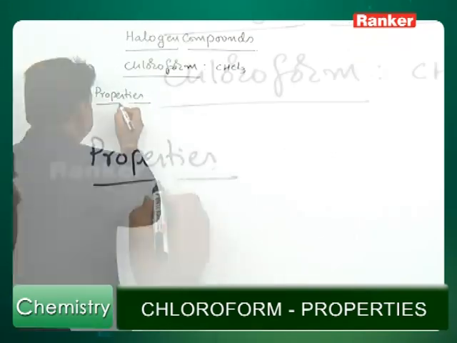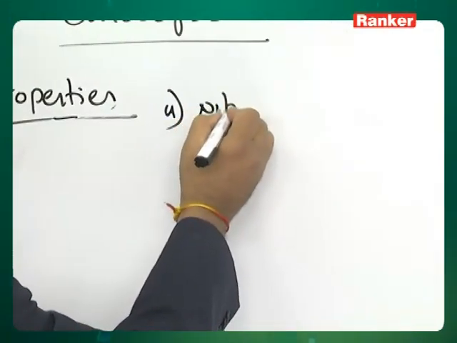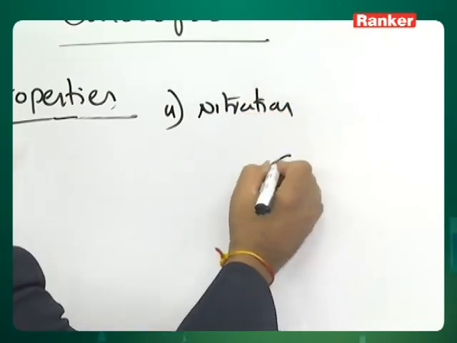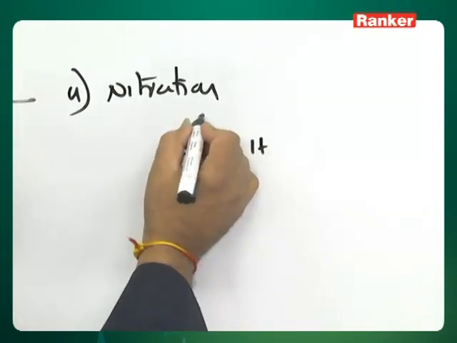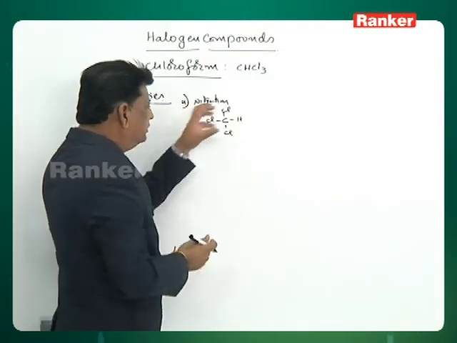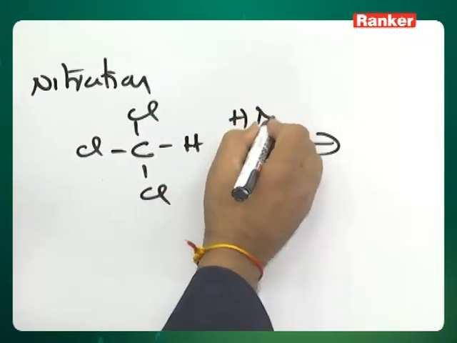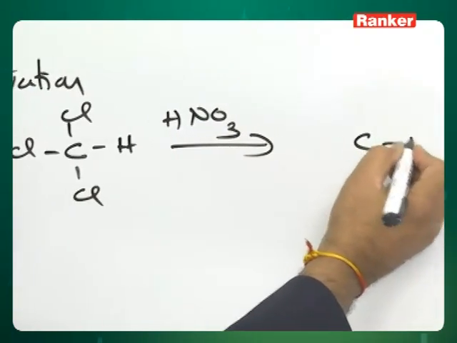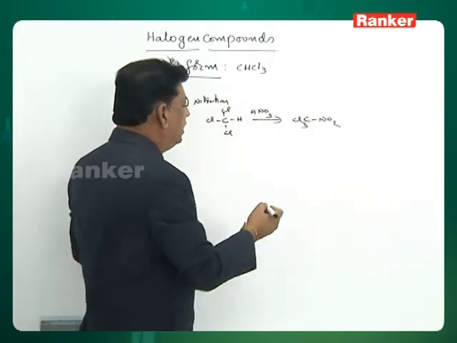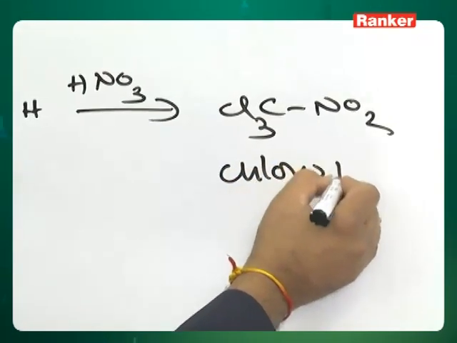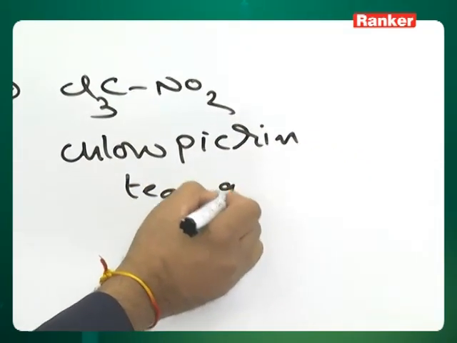So, the other reactions like nitration of the chloroform. Methane cannot be nitrated, but a hydrogen attached to carbon where 3 chlorines are there, because of the minus I effect of this chlorine, just with nitric acid the nitration can be done. You will get a nitrochloroform, CCl3NO2. Nitrochloroform is specifically called chloropicrin and used in the tear gas preparation.